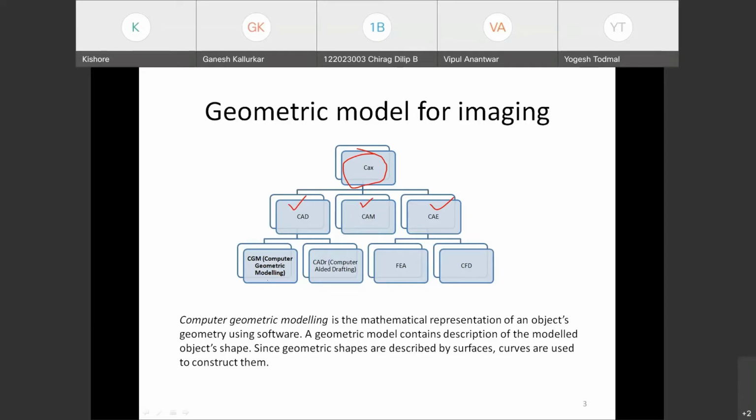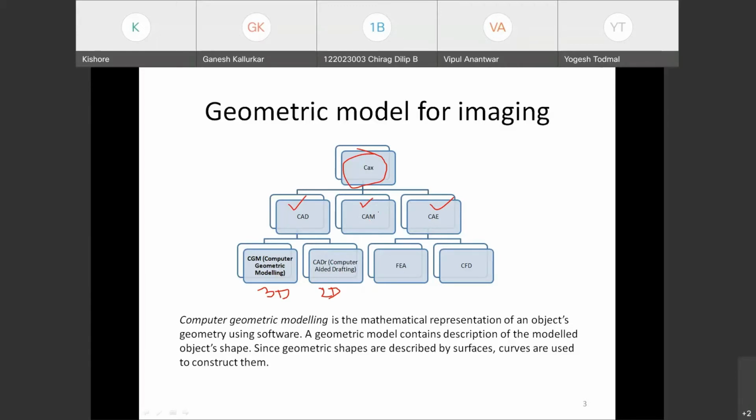So the difference between these two is essentially this is a 2D drafting, okay, and this is 3D modeling. That's the only basic difference. Then in case of CAM, what we do is we import the CAD model, and then we try to optimize the tool path to manufacture the features that we have designed or created in the CAD model.